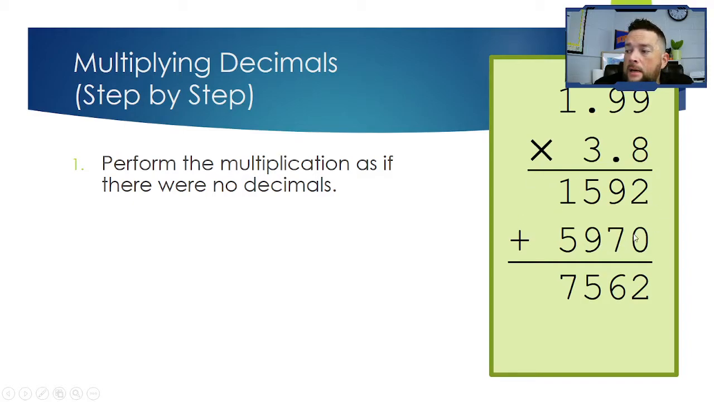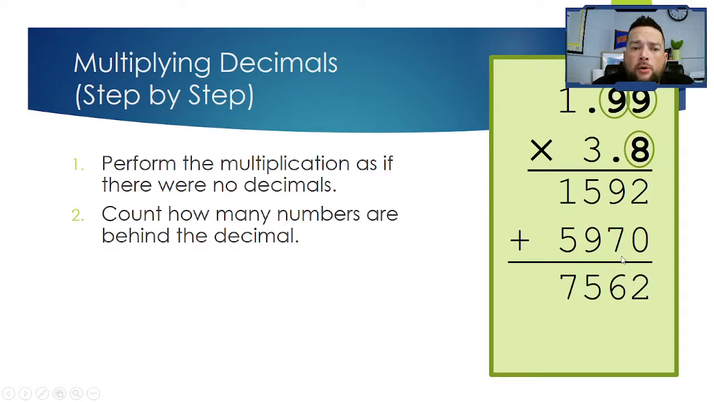So we did the multiplication, and we finally added it up at the end. We've got 7562, right? Now is where you're going to worry about the decimal. So first step, perform the multiplication as if there were no decimals. Second step, count how many numbers inside the factors are behind the decimal.